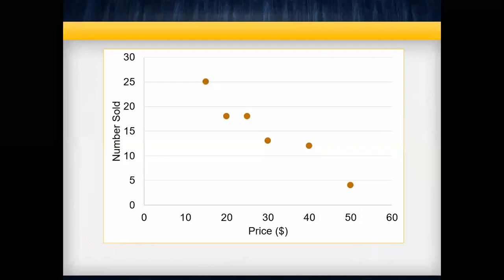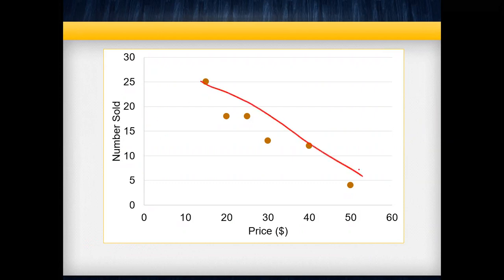Now, this is the scatter diagram, and you can see that there is a clear decrease in the sales as the price goes up. So overall the sales are going down.